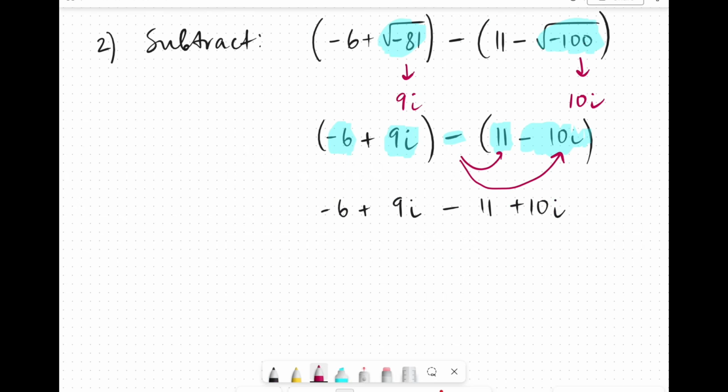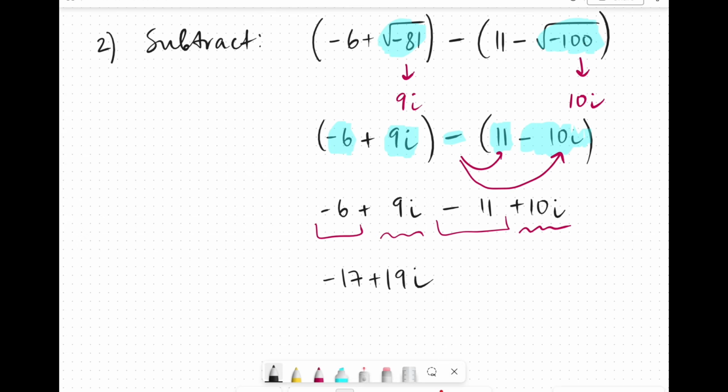Two real parts, negative 6 and negative 11, combine to negative 17. And the two imaginary parts, positive 9i and positive 10i, combine to positive 19i.